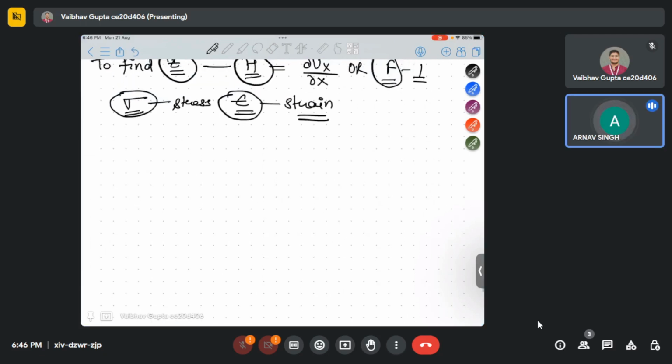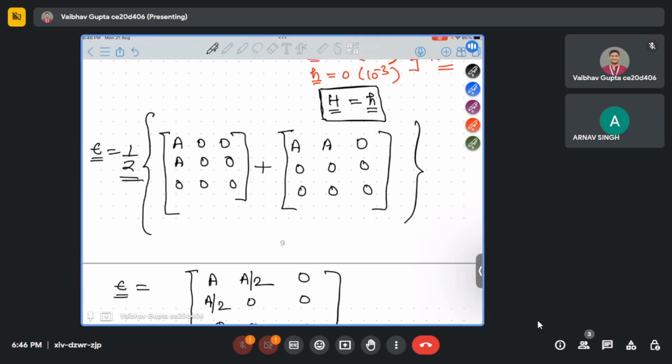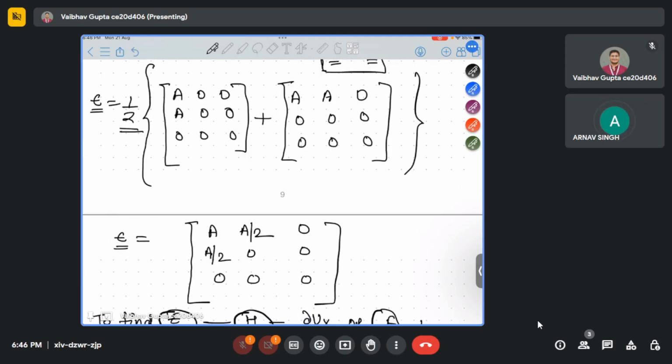Sir, but if we add A and A, then it will be 2A, right? Yes, then the 1/2 is also outside, right? Oh, sorry sir. Yes. Till now clear?